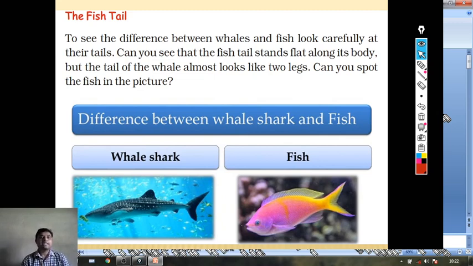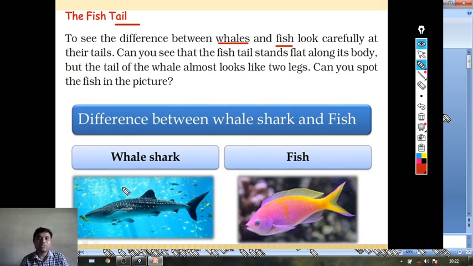Okay, next is the fish tail. Look here, the spelling of tail. So what is a fish tail? Okay, so to see the difference between the whales and fish, look carefully at their tails. Can you see that the fish tail stands flat along its body, but the tail of the whale almost looks like two legs? Can you spot the fish in the picture?